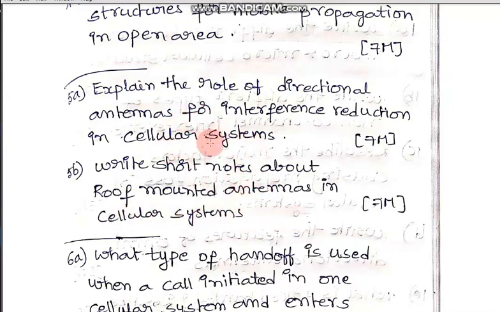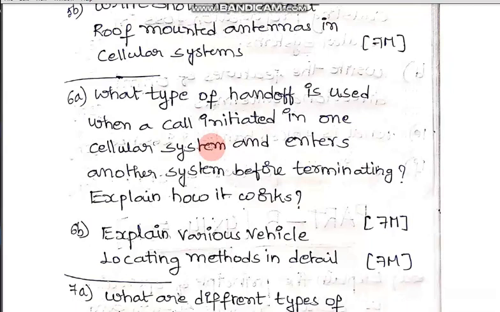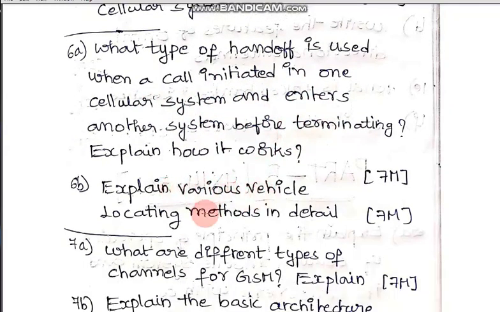This is from 4th chapter questions. And coming to fifth chapter, what type of handoff is used when a call initiated in one cellular system enters another system before terminating? Explain how it works. And the second question is, explain various vehicle locating methods in detail. This is from 5th chapter.